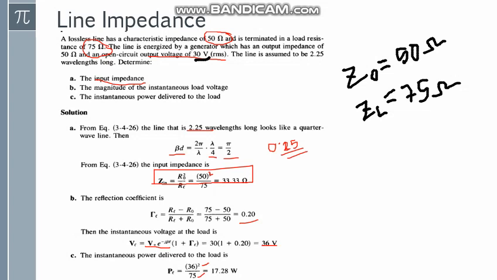So we have to determine first of all the input impedance, that is Zin, and then we have to find out the magnitude of the instantaneous load voltage, and last of all we have to find out the instantaneous power delivered to the load.